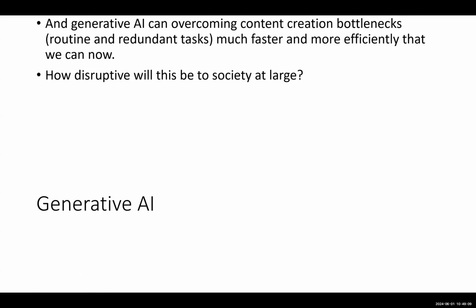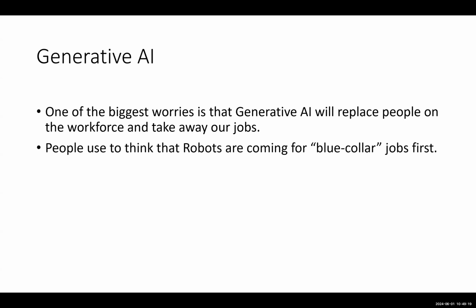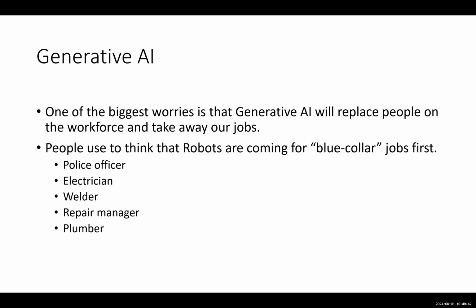Now, interestingly, many people have for a long time thought that generative AI is going to replace or take away jobs. The general idea is something like robots are coming for blue collar jobs. In fact, many people thought that it would be blue collar jobs that are going to be lost first. The robots are coming for those jobs before any other jobs. And these are jobs like a police officer or an electrician or a welder, or maybe some form of a repair person, or a plumber.